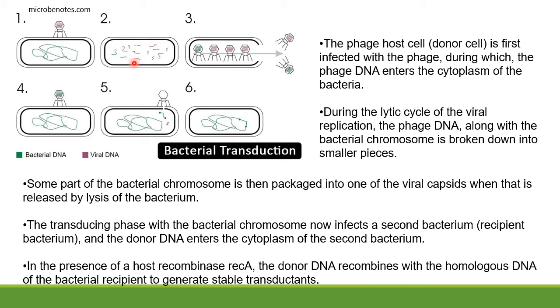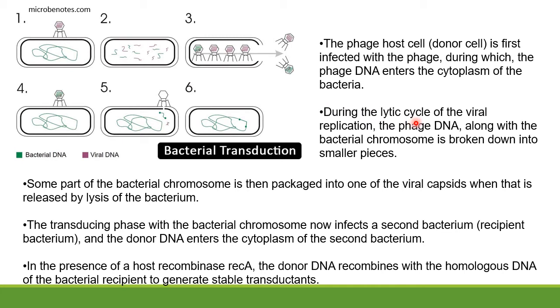Now you can see a diagram here. First, this is the bacterial cell with chromosomal DNA. It has a phage which has attached to the host cell, as it is specific to the bacterial cell. It injects the DNA that is to be injected. The phage host cell, that is the donor cell, is first infected by the phage, during which the phage DNA enters the cytoplasm of the bacteria. So you can see the DNA has entered the cytoplasm.